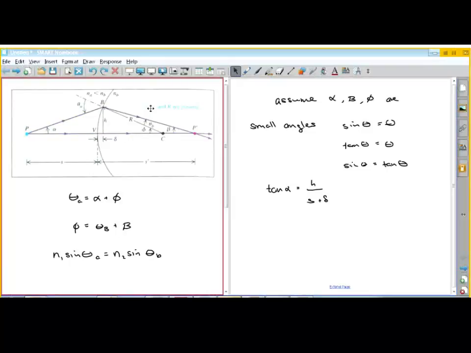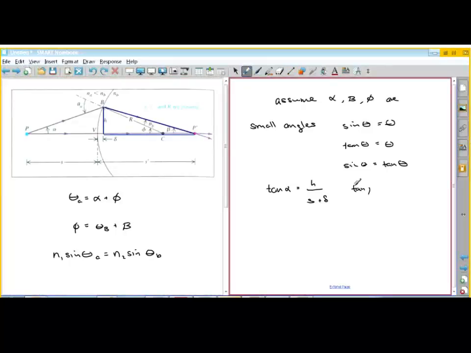Okay, the second triangle that we're looking at is involving beta. So that's going to be here, and then it's going to be that, and it's going to be that. Okay, so from that we can say that the tangent of beta is, again, the opposite side, which is h. The adjacent side is going to be s prime minus delta.